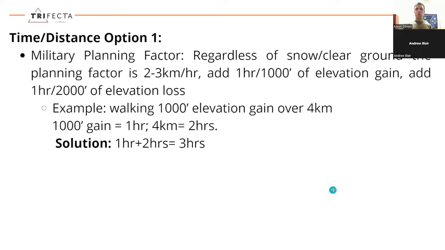So planning factor one is, regardless of the conditions, you're going to plan for 2 to 3 kilometers per hour in horizontal distance, and then add 1 hour per 1,000 feet of elevation gain, or 1 hour for 2,000 feet of elevation loss. Again, this one does not take into consideration mode of travel, whether it be skis or anything else.